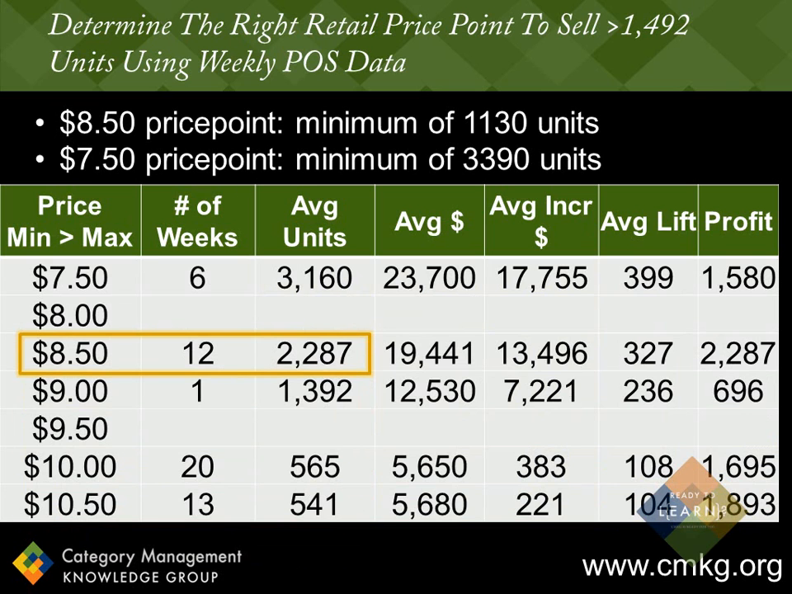At the $8.50 price point, 2,287 units are sold, which more than doubles the requirements for the retailer to break even. They'd make a profit of approximately $2,287. At the $7.50 price point, 3,160 units are sold, and at a profit that's slightly less than the break-even requirement. So retailer X would most likely choose a price somewhere between $8 and $8.50 to meet their break-even requirement and still generate strong incremental sales results. And of note, this will also allow the supplier to break even and make money on the promotion for themselves.